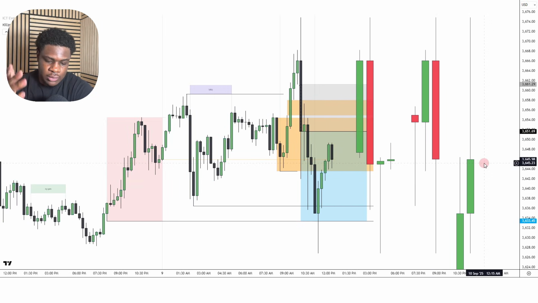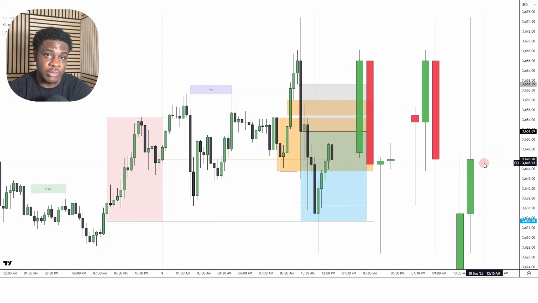And this is the general gist of ICT concepts, keeping it simple, breaking it down, easy to understand. Went over the 3 overall PD arrays, breakers, order blocks, plus fair value gaps, the continuation fair value gap plus the reversal fair value gap, continuation propulsion block plus the reversal order block. Then we have the breaker right here.